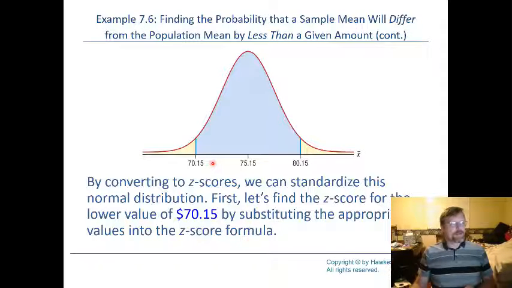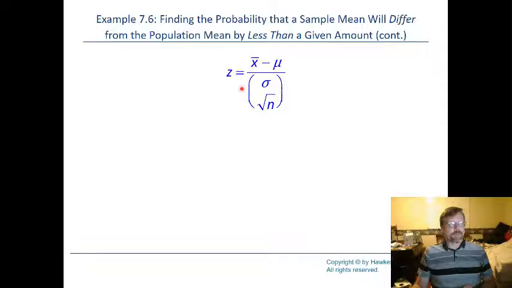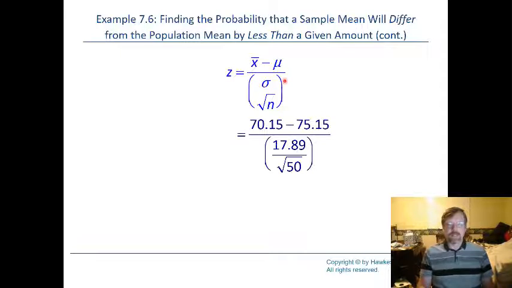All right, so let's find the z-scores. Let's start with the lower limit. We're dealing with the sample again. Our sample size here is 50, so the central limit theorem applies regardless of whether the population was normally distributed, right? So lower limit is 70.15. Population mean is 75.15. Standard deviation was 1789, right? We plug those values in and we get negative 1.98.